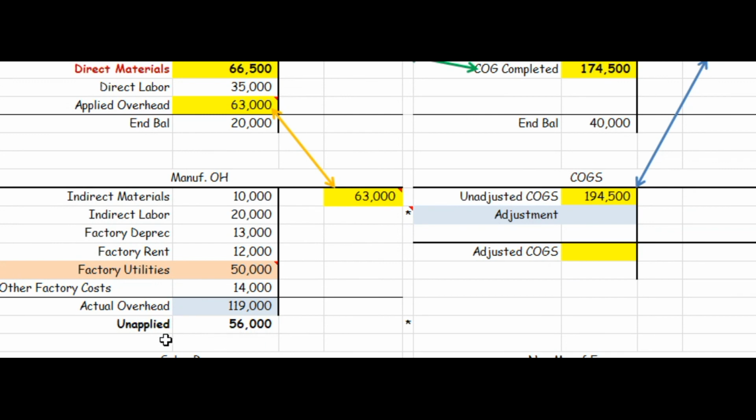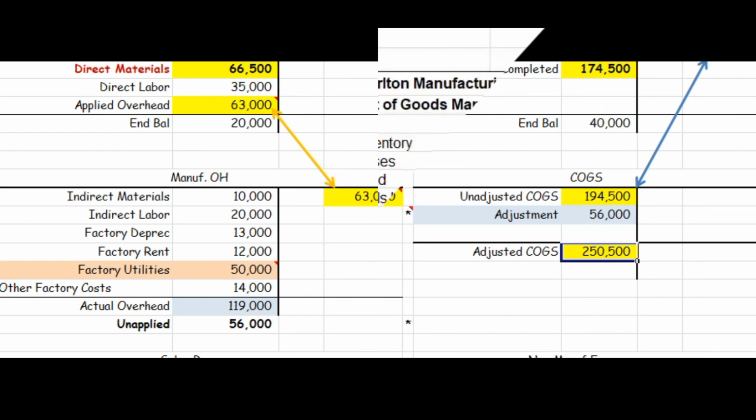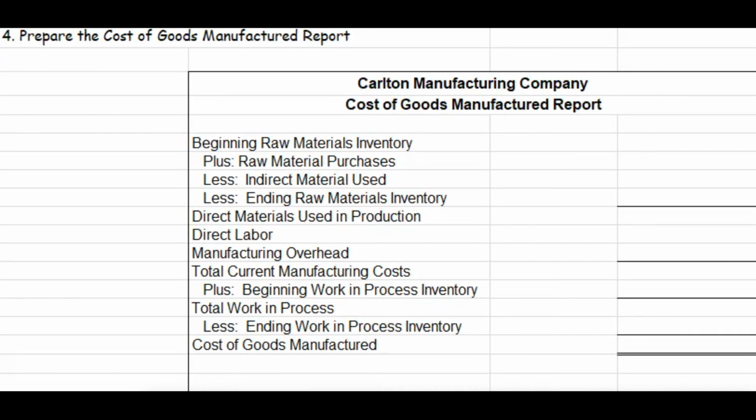We have under applied manufacturing overhead of $56,000, which then would go to cost of goods sold, because it's an adjustment to cost of goods sold. Therefore, you would have adjusted cost of goods sold of $250,500. So we solved for our T accounts. We also have an adjustment to manufacturing overhead under applied of $56,000 if you use the data that I changed the problem from. So here we need to compile the cost of goods manufactured report.